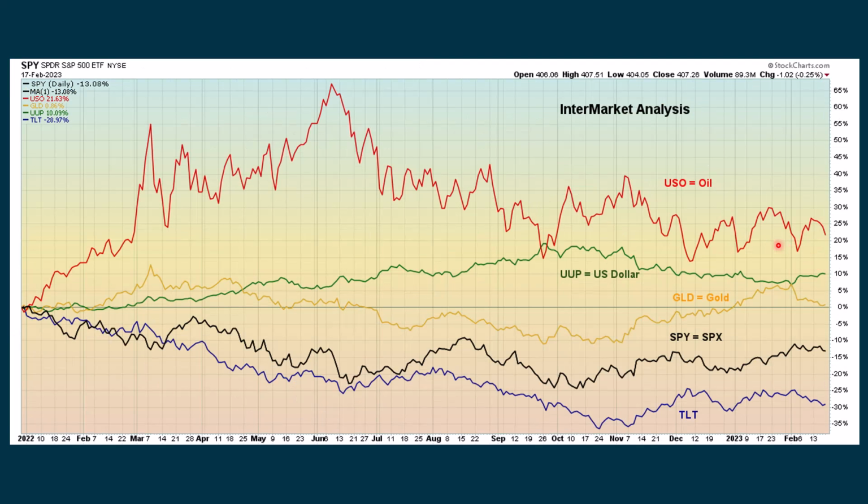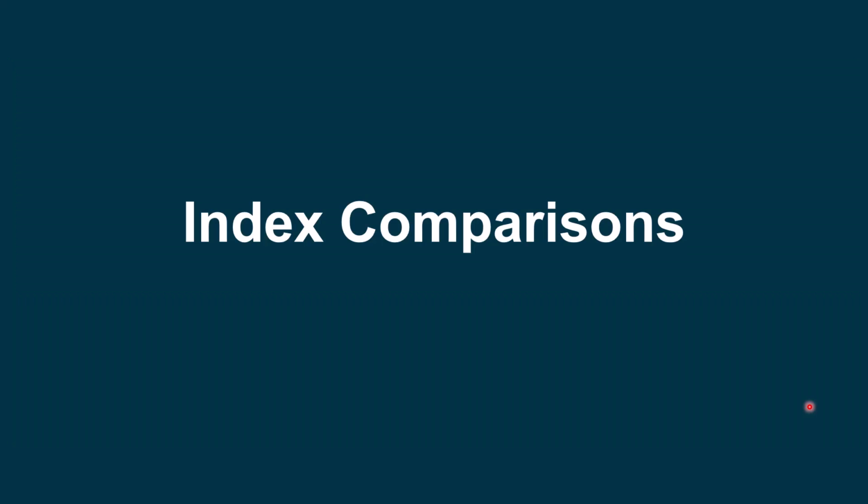Our InterMarket Analysis chart shows going back to the beginning of 2022, how oil has been performing best, followed by the dollar. Gold is just barely positive, where stocks and bonds continue to be negative.